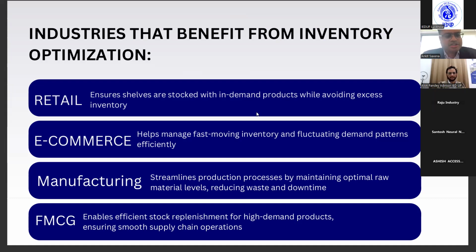So as I had mentioned, the most relevance of inventory optimization could be for retail stores where we stock our products which are in demand on shelf. It could be used by the e-commerce industry also, where we are managing our fast moving SKUs and also maintaining and tracking the fluctuating demand patterns.